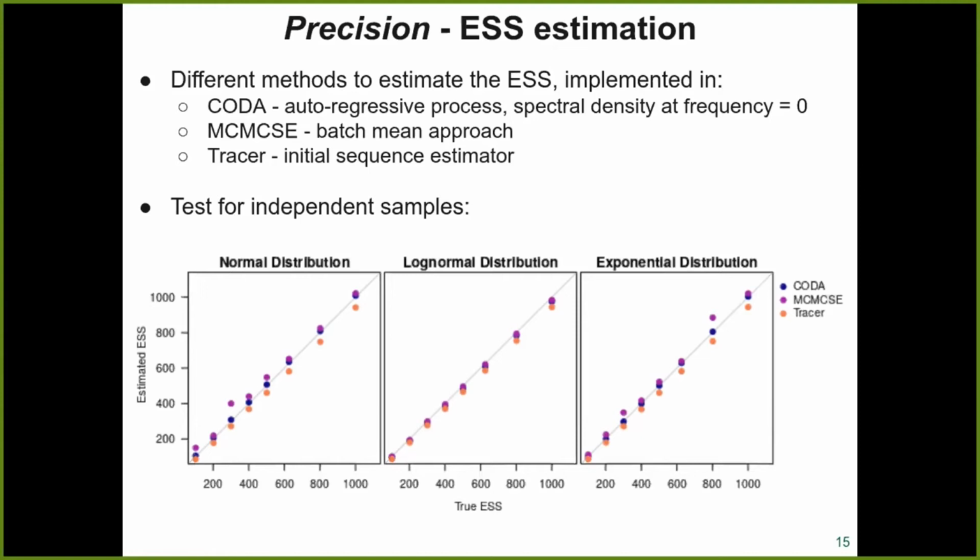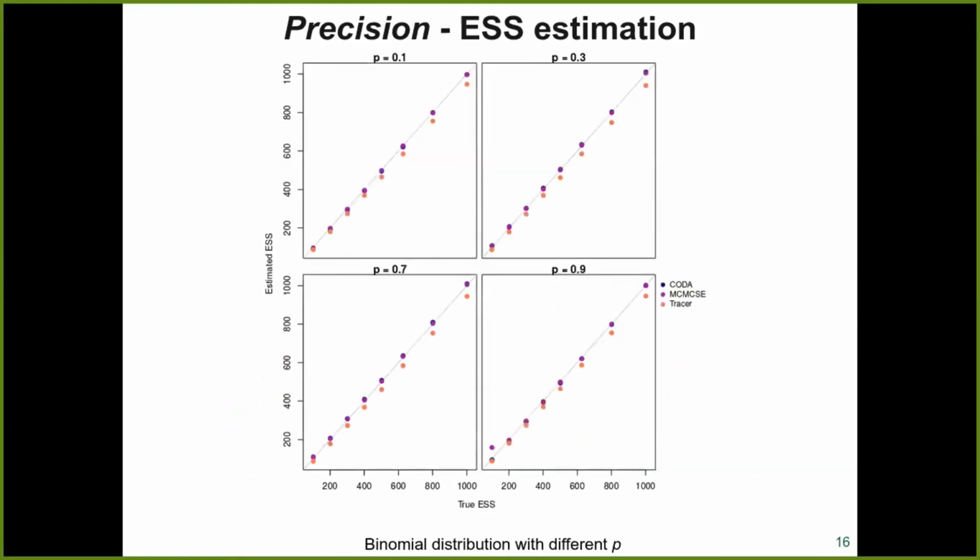So we had to decide which method to use, and we decided to test for independent samples. So drawing independent samples for different distributions and then checking the estimated ESS with these different methods. And we see that Tracer tends to underestimate the ESS, and CODA estimated with more precision in the case of independent samples. We also tested for the binomial distribution, since that's what we are using for the splits.